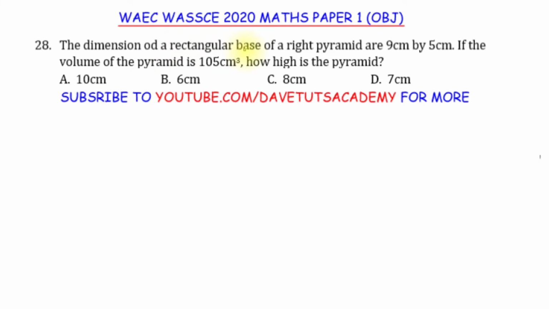The dimensions of a rectangular base of a right pyramid are 9 centimeters by 5 centimeters. If the volume of the pyramid is 105 centimeter cube, how high is the pyramid? So we need to have a good understanding of what a right pyramid looks like. That is a pyramid in which the apex, the pinnacle, is directly above the center of its base. So if we want to depict that, we have something like this.